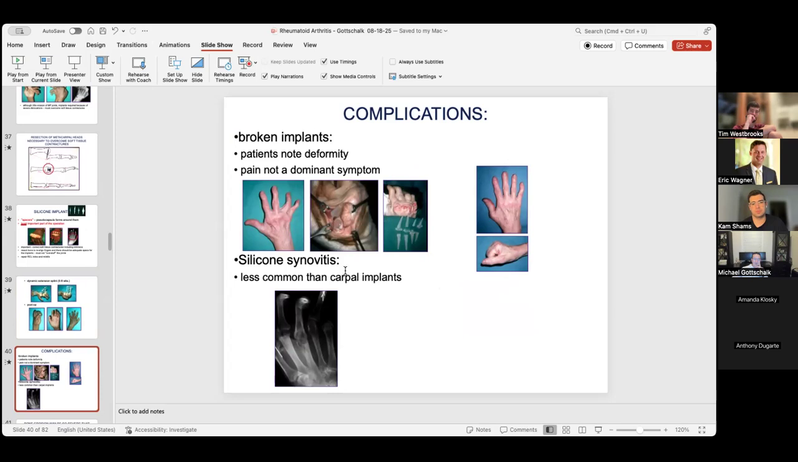And you used to see this more in the patients that had a total wrist replacement with a silicone replacement. Oftentimes, you'll see patients had a period of time where they were normal. They may now notice a deformity.